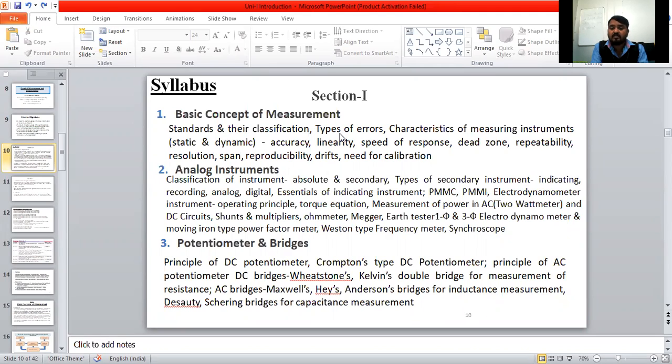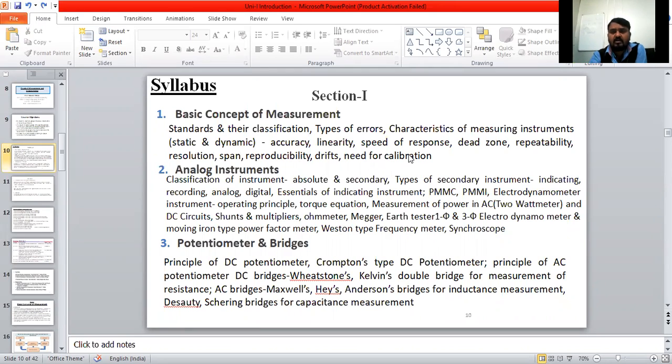Why did the variation come over here? Based on that, we have classified different types of errors. We are going to discuss the characteristics of measuring instruments, static or dynamic. What do you mean by accuracy, linearity, speed of response, dead zone, repeatability, reproducibility, resolution, span, drift, and what is calibration and the need for calibration; we are going to discuss in the first unit here.